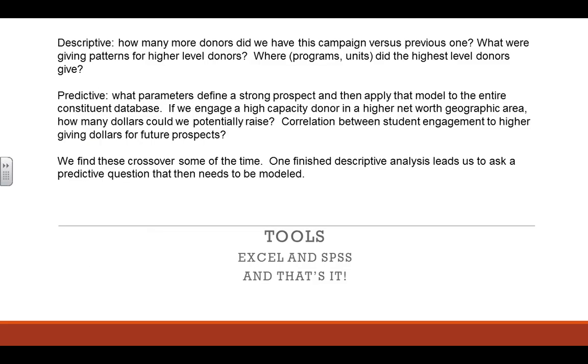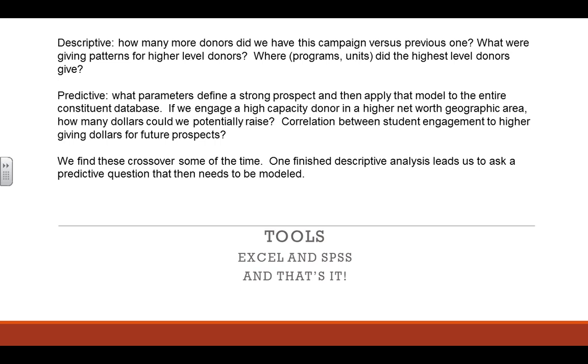So for us, descriptive would be how many more donors did we have on this campaign versus past campaigns? What are giving patterns for our higher level donors? Do we see that they tend to fluctuate based on the economy? Obviously, yes. There was a big dip in our annual giving total dollars when the recession hit in 2008. But do we see that some of our higher level donors, when we're looking at cumulative giving, are giving to one particular entity, or are they spreading out their gifts over a lot of different entities within the organization?